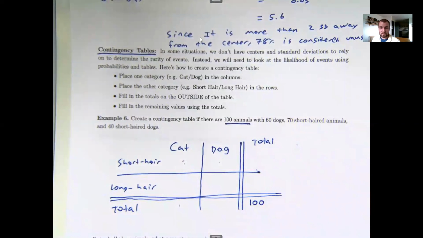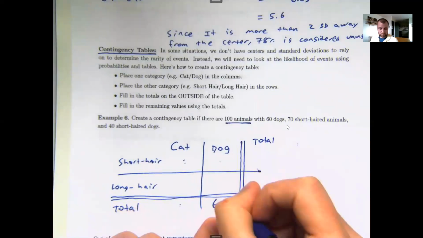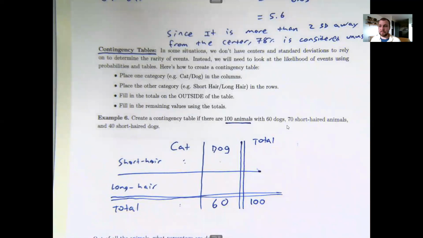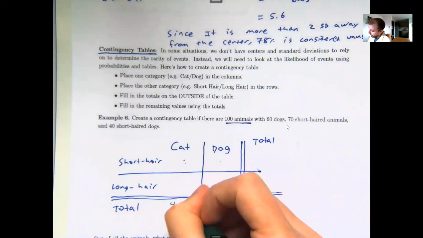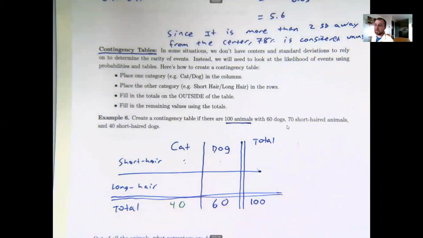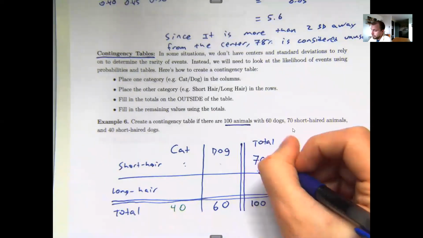Of these, 60 in total are dogs. So total for dogs, 60. Already I can solve for one missing piece of information. If this area only had cats and dogs, and 60 of them were dogs, then the remaining amount, 40, must be cats. Let's keep going. It says 70 animals are short-haired. So the total for short hair is 70.